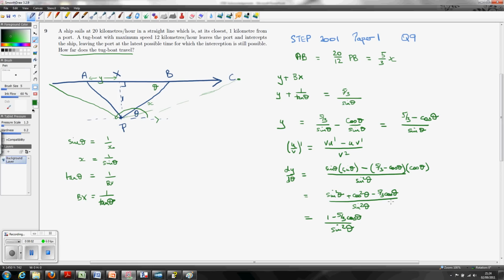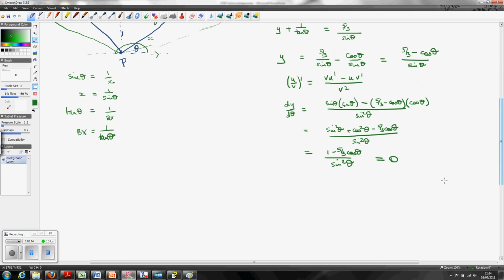Right, the manipulation's working out reasonably well. This has to be equal to 0 for a stationary point. That's going to be equal to 0 when 1 minus 5 over 3 cos theta is equal to 0. In other words, cos theta must be 3 over 5, in order to cancel that and get that out.